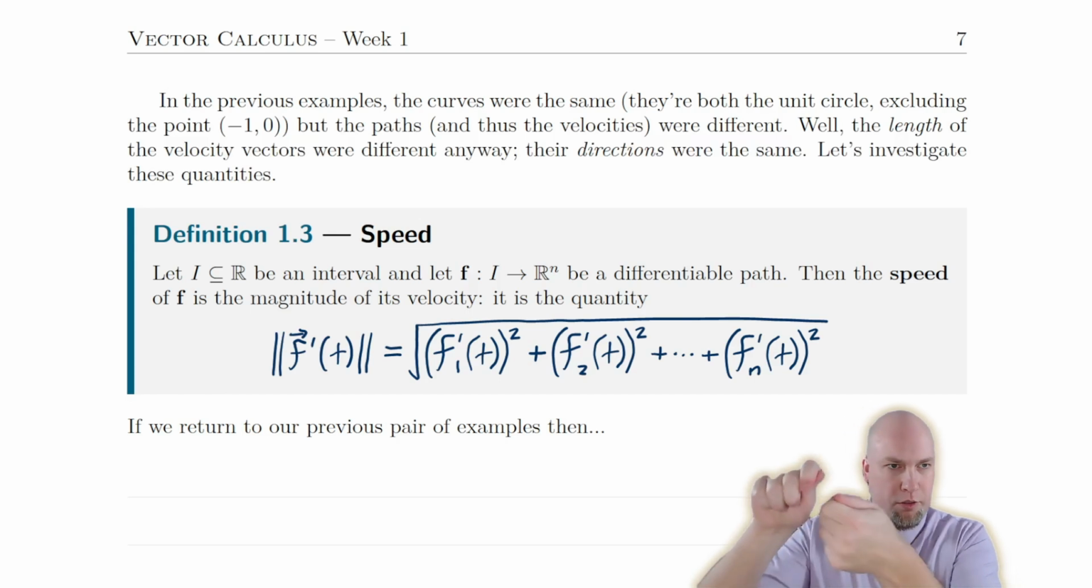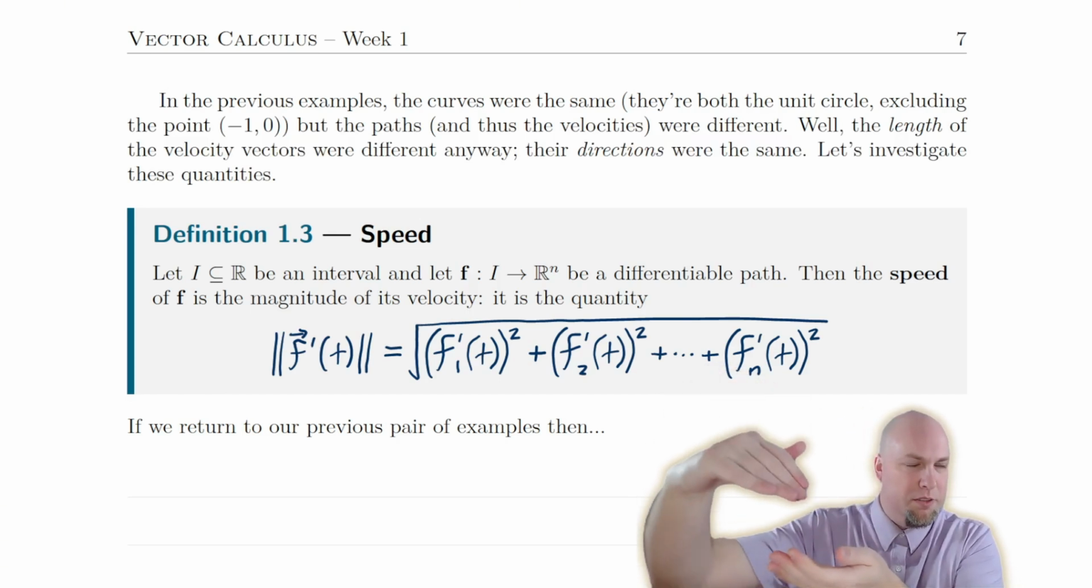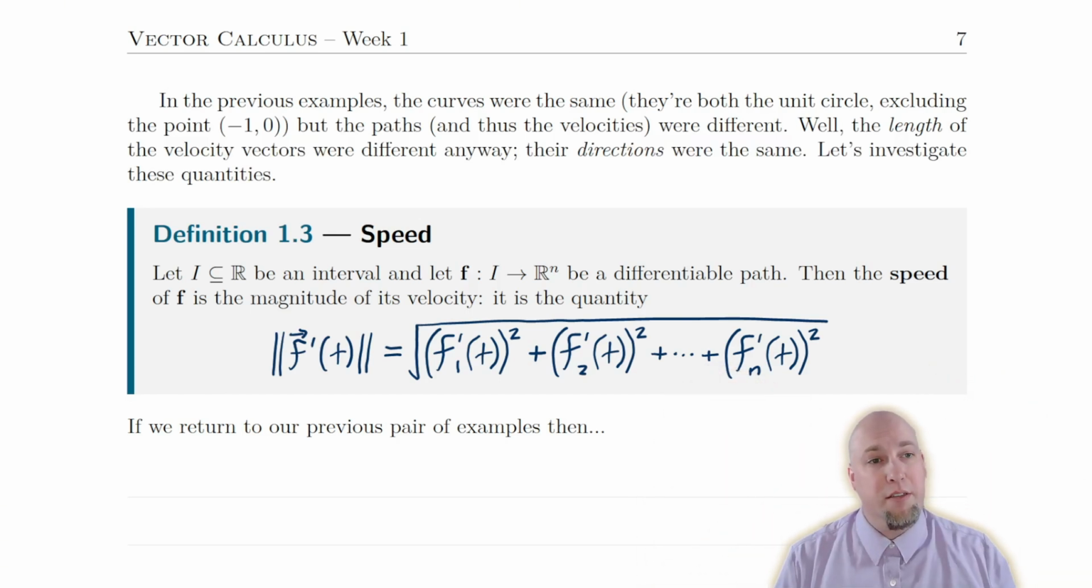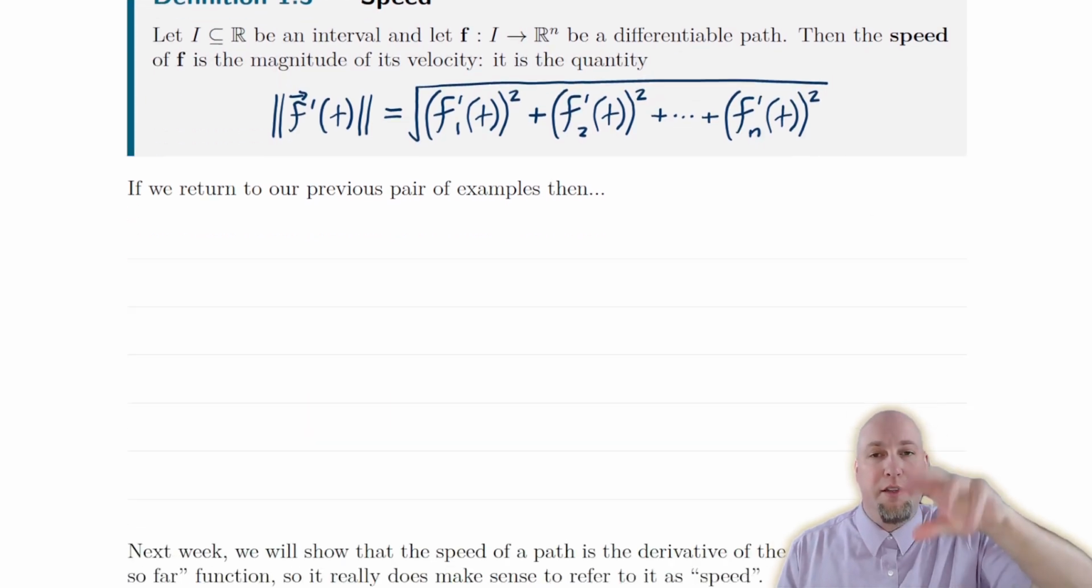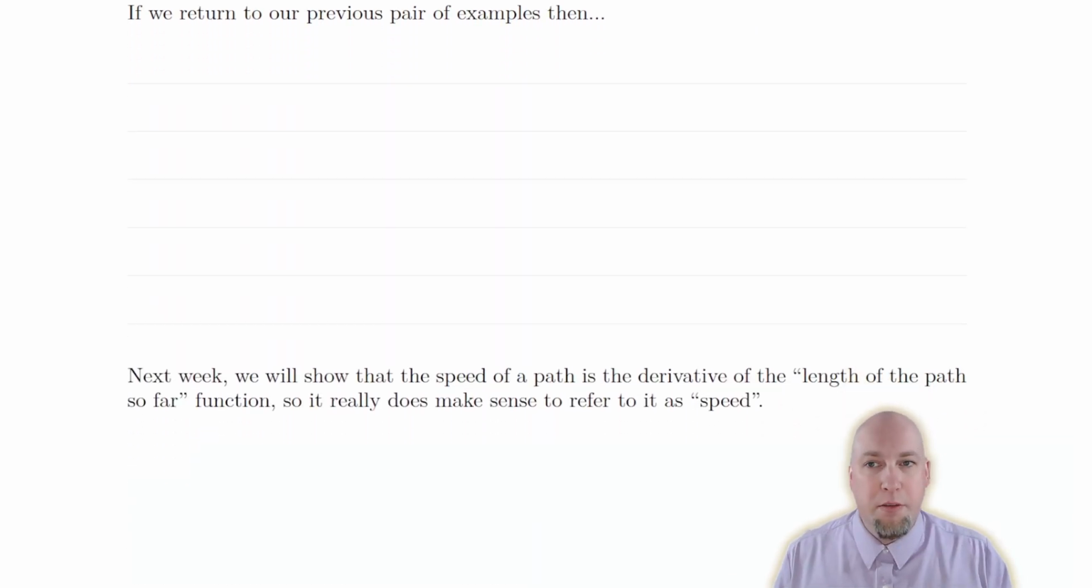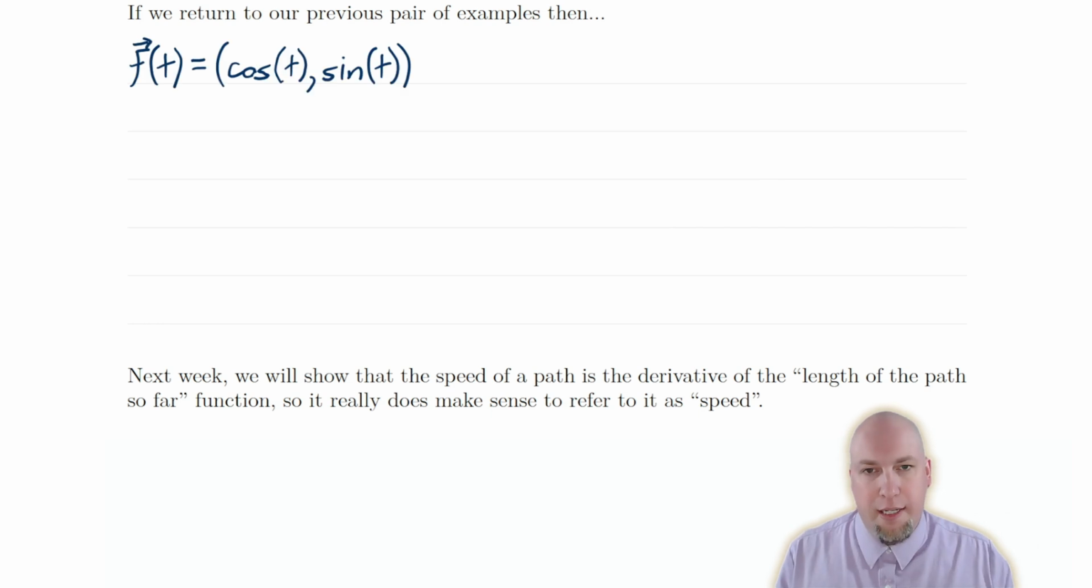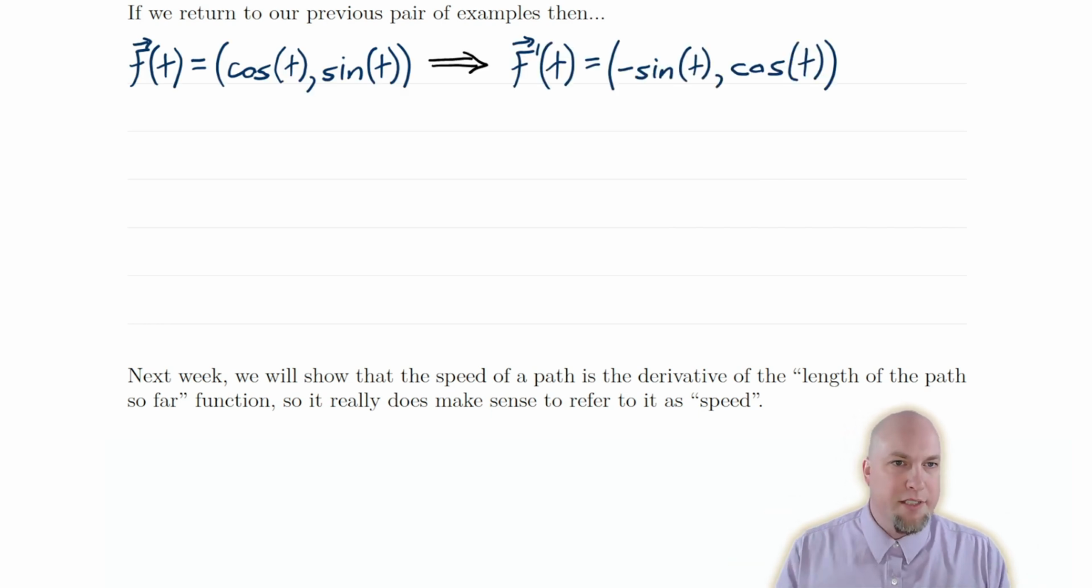Okay, and so short velocity vectors correspond to when the particle is moving slowly, and long velocity vectors correspond to when the particle is moving quickly. Okay, and if we return to these previous 2 examples that we had, so these 2 examples on the unit circle, the first one, it was f of t is cos t, sine t. Well, remember the velocity of that was negative sine t, cos t.